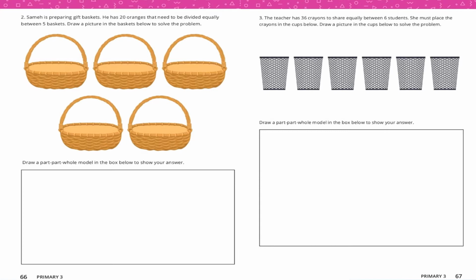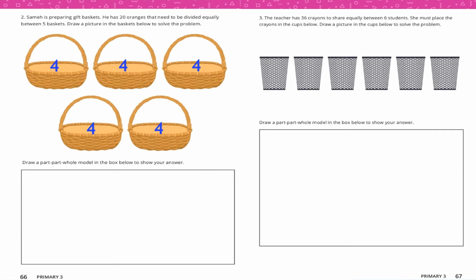The division is the inverse operation of multiplication. 5 times what will give me 20? 5 times 4. So we will put in each basket 4. 4 here repeated how many times? 5. So 4 times 5 equals 20. Yes, it's right, it's correct.